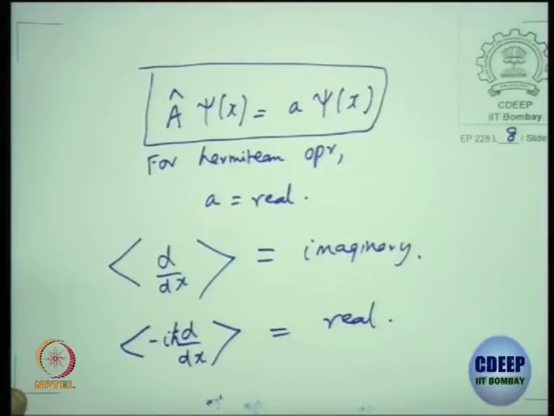I am sure you would have done this in one of the assignment problems: the expectation value of del by del x is imaginary. Have you done this or not? If you have not done it, please do it. It's not difficult. Please try and prove that the expectation value of the del by del x operator for a particle in a box is imaginary, whereas minus i h cross del by del x is going to be real.